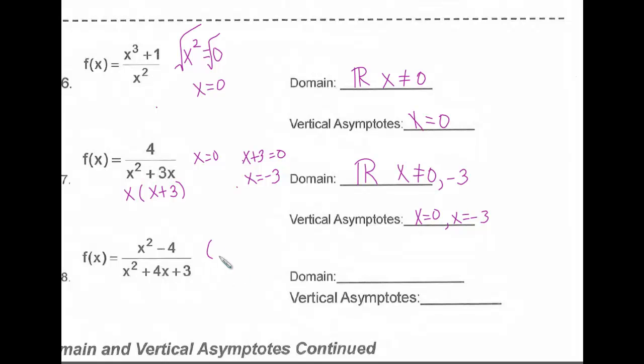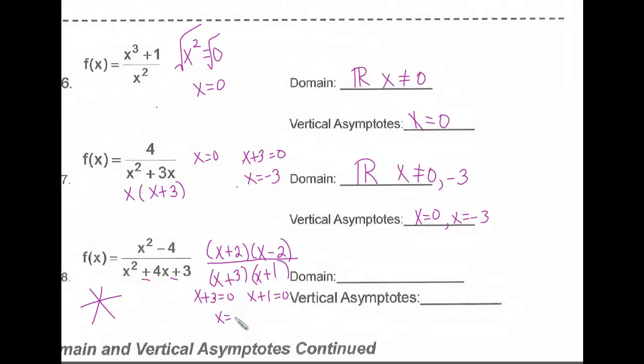Last problem. X squared minus 4 can be factored to be x plus 2, x minus 2. The bottom, you can use the snowflake method to factor, but you should be able to do this in your head. X times x is x squared. These are both positive because both of these are positive. And the numbers that multiply together to give you 3, but add to give you 4, are 3 and 1. There's no common factors in this problem, in the top or the bottom. So at this point, we set each factor equal to 0 and solve.